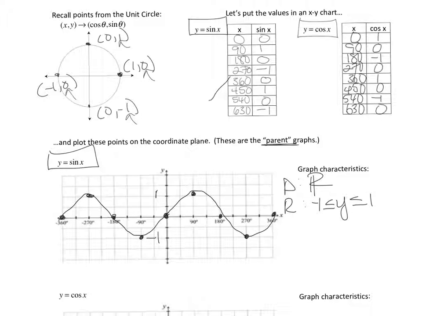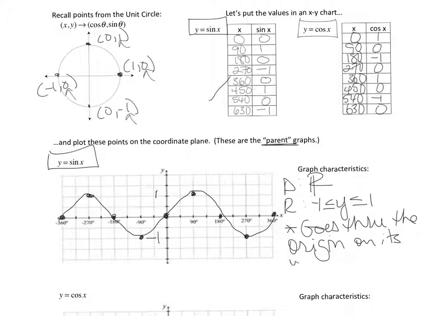The other thing to notice about this graph is that it goes through the origin. And when it's going through the origin, it's starting to increase. So I'm going to say it's going through the origin on its way up. All right, so that's what the sine looks like.